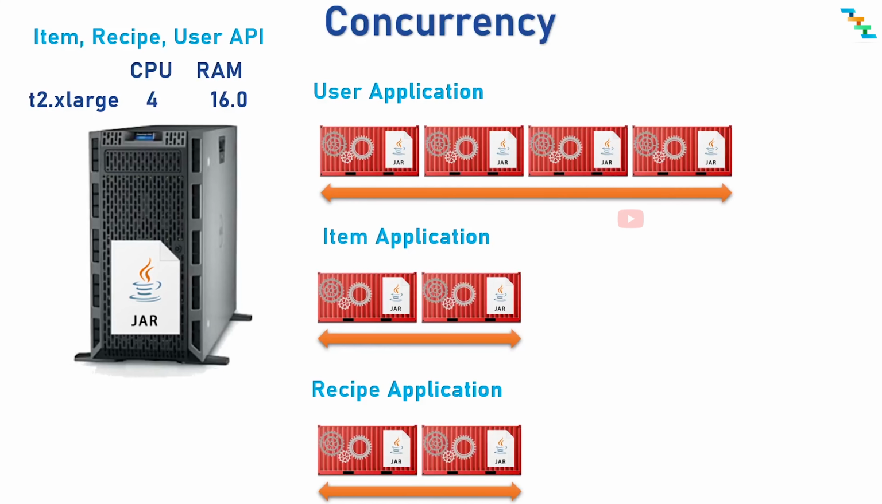With horizontal scaling, we can scale out the user API to 4 containers, and with containers, we can effectively use the underlying system resources. Here, the user API uses 4 containers, and the recipe and the item API use 2 containers. So each service can be individually scaled.